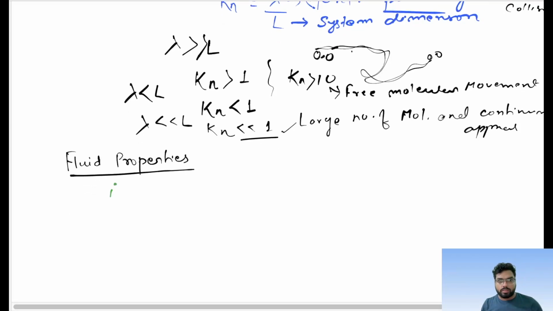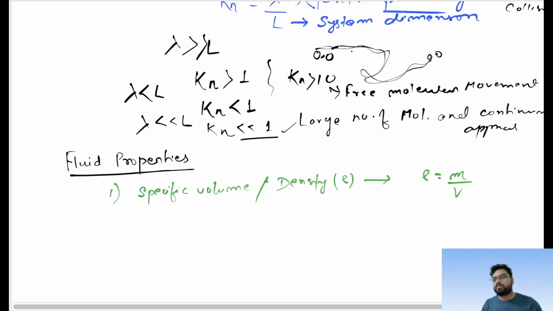So, the first property we study is specific volume, or we call it density. Basically, it is defined as mass upon volume. We need not discuss it much in detail because all of you are studying density. Now, specific gravity is represented by this.